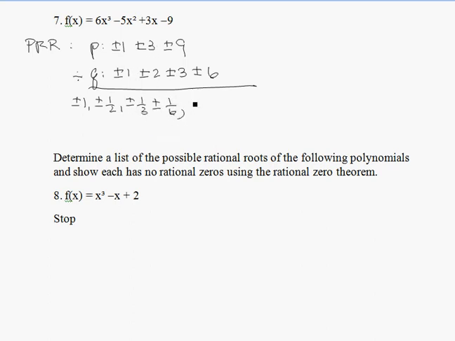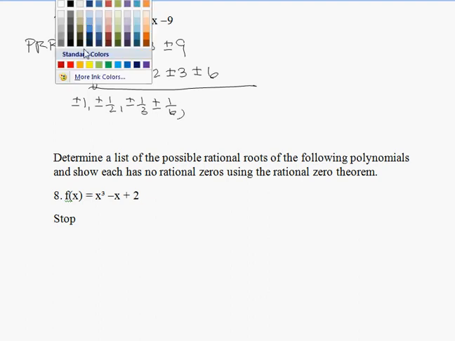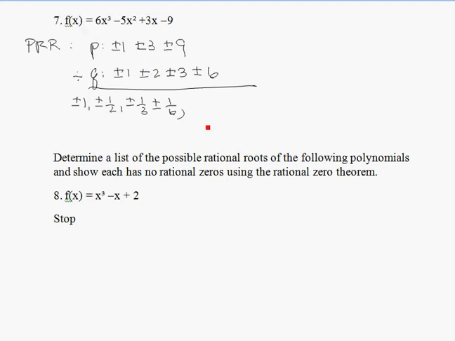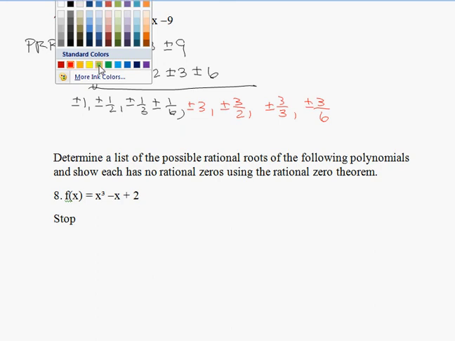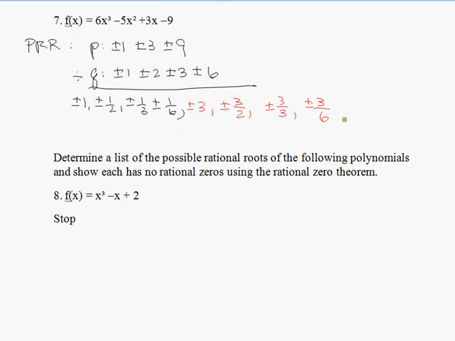Then we do 3 divided by 1. I'll use a different color. So we do 3 divided by 1 is plus or minus 3, plus or minus 3 halves, plus or minus 3 over 3, plus or minus 3 over 6. And then we'll use green. We do 9 divided by 1, plus or minus 9 over 1, plus or minus 9 over 2, plus or minus 9 over 3, plus or minus 9 over 6.